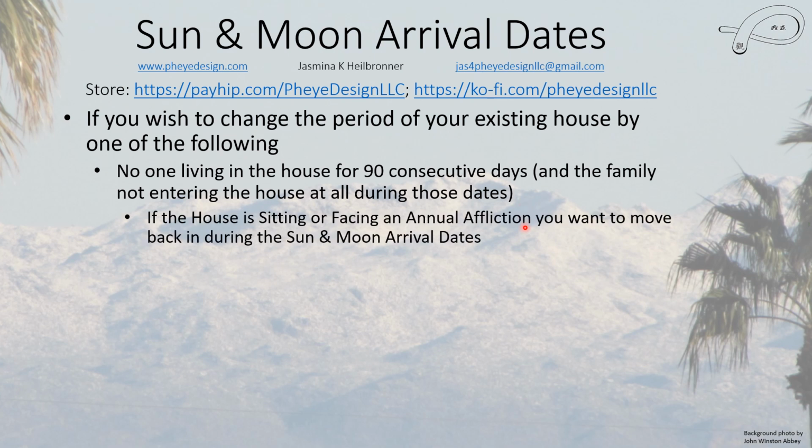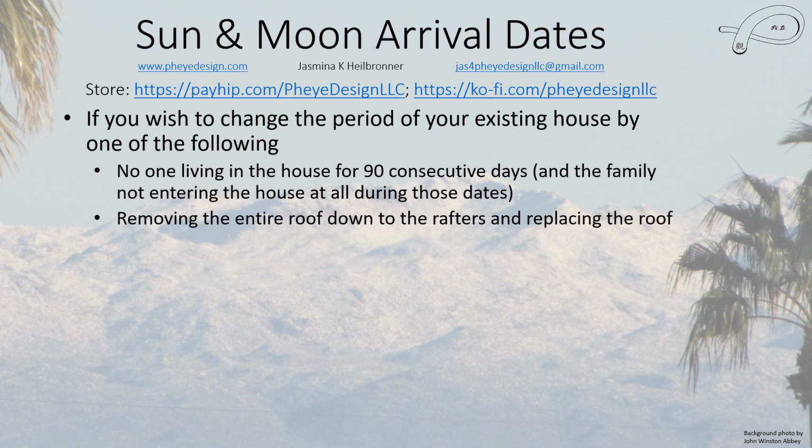Now, if your house has a sitting or facing in an annual affliction, you want to move back in during the sun and moon arrival dates. You can move out at any point, but you want to move back in within the sun and moon arrival dates on a non-clash day. So again, you can move out, it doesn't matter. Moving out is nothing. It's moving back in that's key.